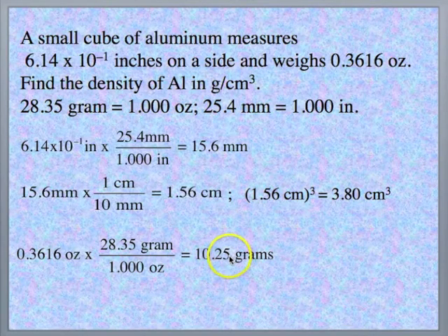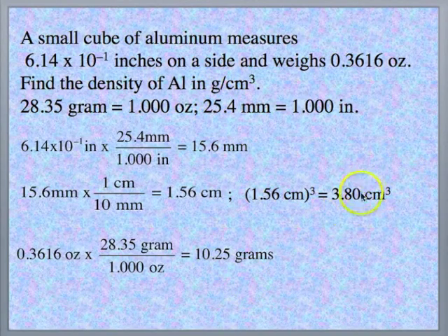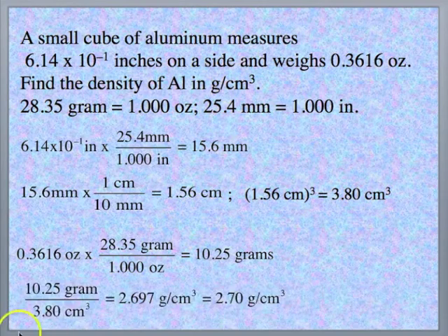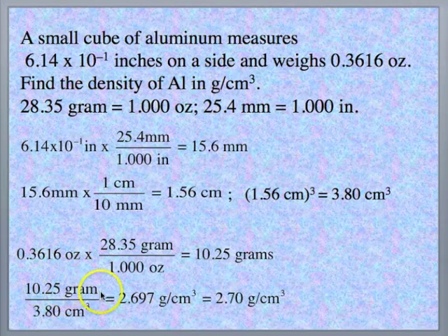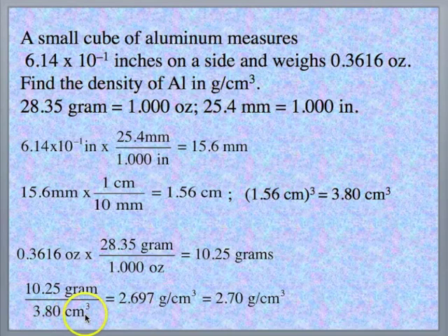So now we know both the mass of the substance in grams and the volume in cubic centimeters. Divide one by the other, and we end up with this: 10.25 grams divided by 3.80 cubic centimeters gives us 2.70 grams per cubic centimeter.